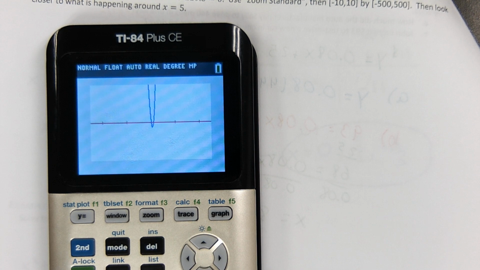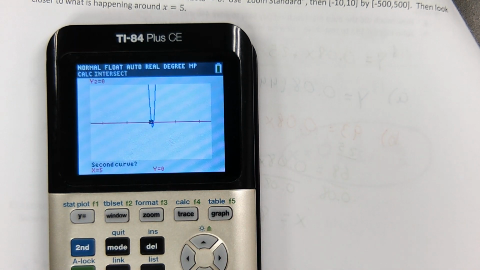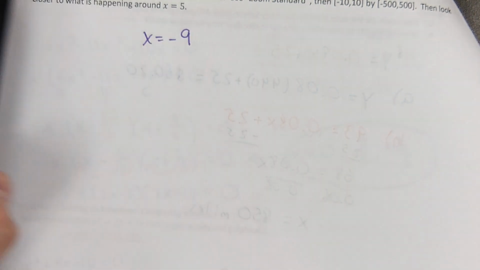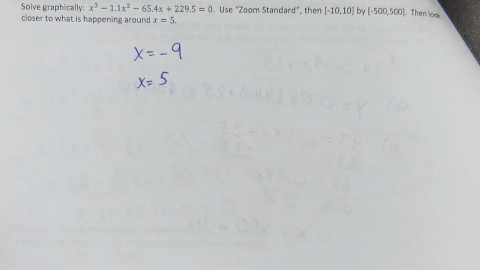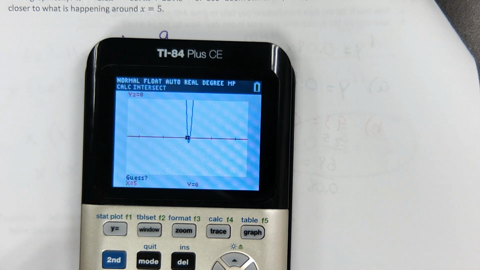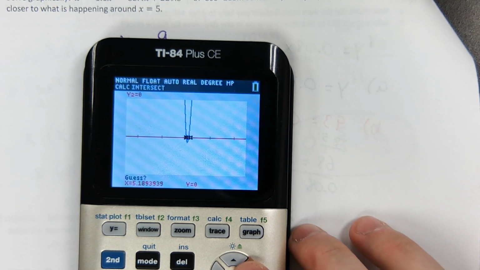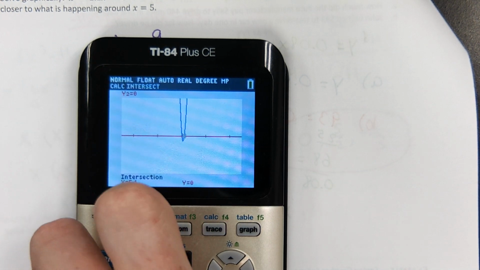So we could do second trace intersect there. We could zoom in a little bit more. Let's just go ahead and do it. Second trace 5, yes, yes, guess. I'm pretty close to the one on the left. And it says the answer at the left one is x equals 5. And to find the one on the right, I'm going to do second trace intersect. Second trace 5, yes, yes. And I'm going to scroll a little bit to the right, and I'm going to click right there, and it goes, oh, that other answer? Yeah, it's 5.1. And there it is.